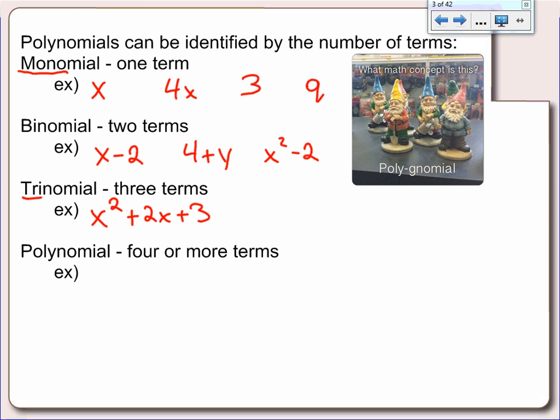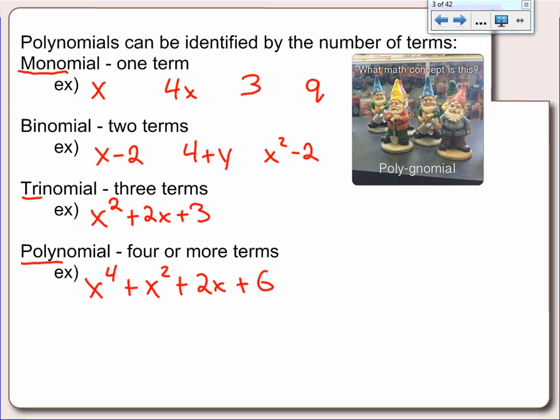Lastly, a polynomial. A polynomial is just for anything that's more than three terms. So x to the power of 4 plus x squared plus 2x plus 6. That's more than three terms, so therefore we just call it a polynomial. And that could go up forever, so you could have a 100-term polynomial if you wanted.